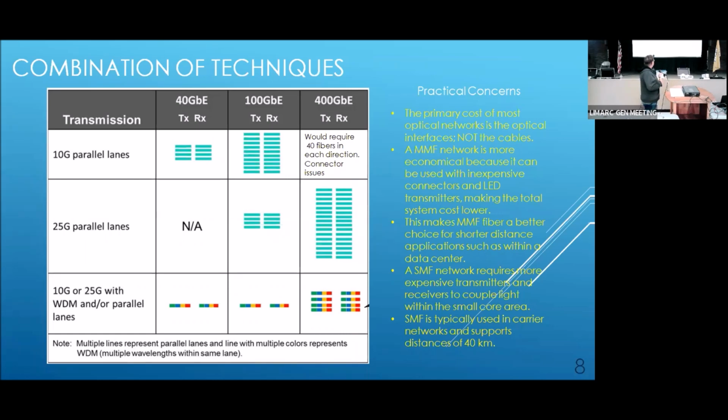All right. Another technique that we can use is wavelength division multiplexing and parallel strands. And here, by using some coarse wavelength division multiplexing and a few multiple strands, we can get 400 gigabits per second with a reasonable number of fibers. And this is what we're doing in a lot of data centers today.